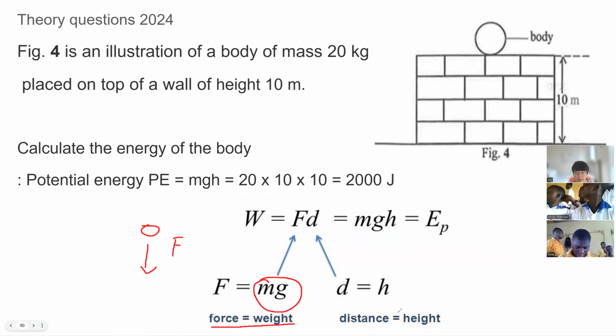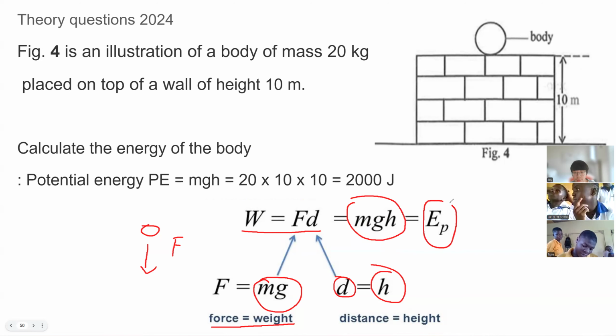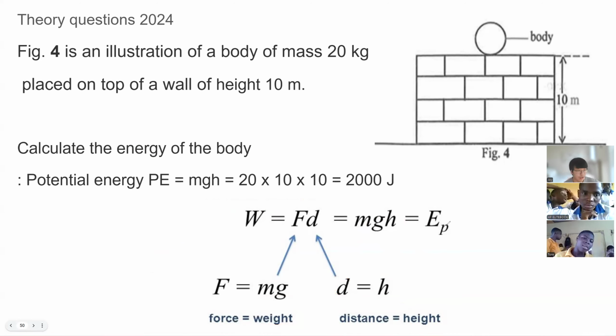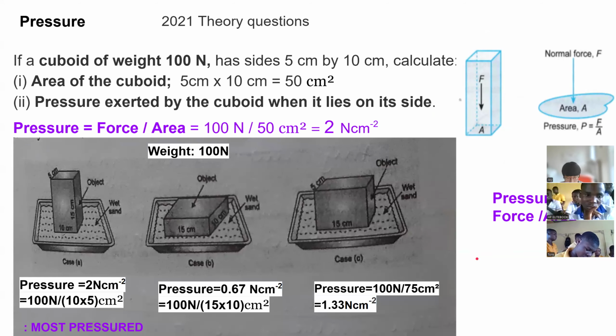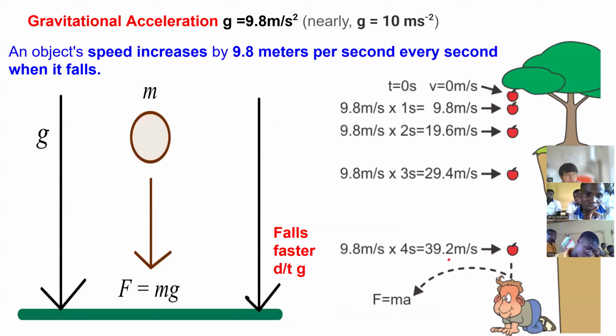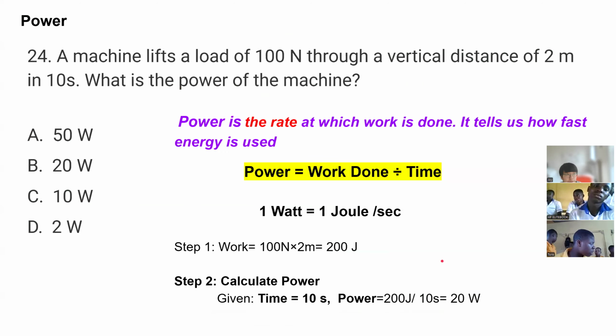Weight is m times g. And distance over here in the work equation is also the height. If we replace all this, it becomes mgh equals the potential energy. So potential energy is the ability to do work. It's a potential to do work. That is how work and potential energy can be connected. So actually, I'll go a little bit more, maybe until the power.